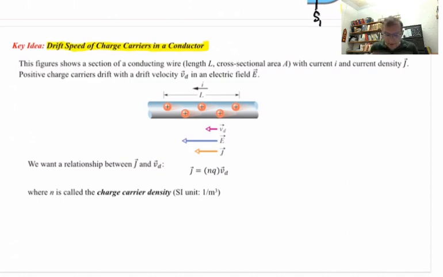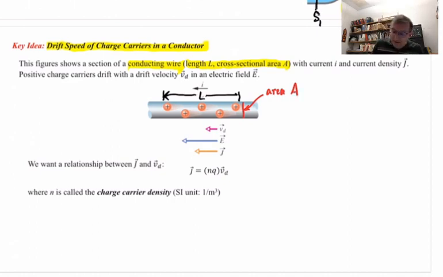So we're back to another picture showing a part of a conducting wire that's itself part of a complete circuit. We're just not showing you the whole circuit. And the part of the wire that we're looking at has length L and cross-sectional area A. So the length, we just chose a certain length, L, to focus on. And if you look at the cross-section of the wire, that's some cross-sectional area A.